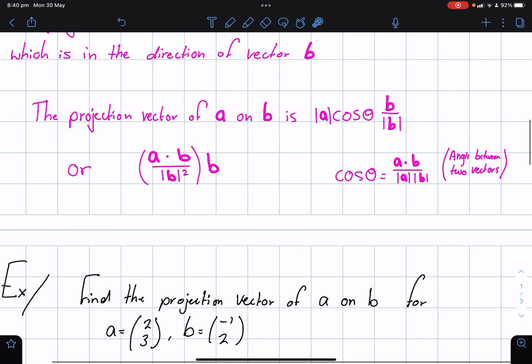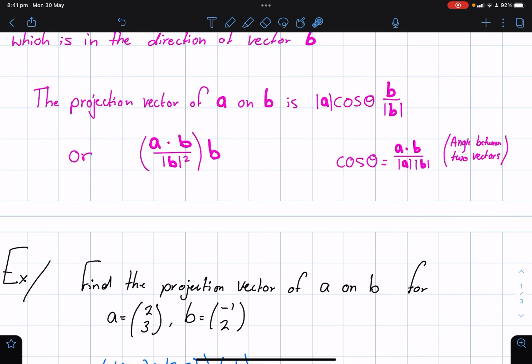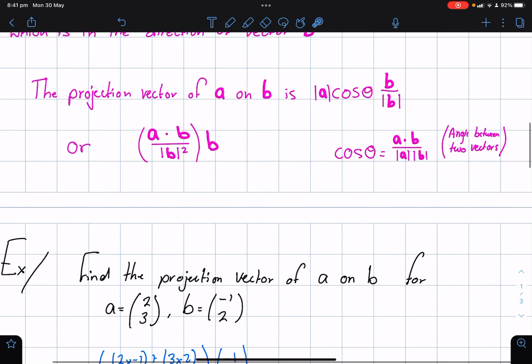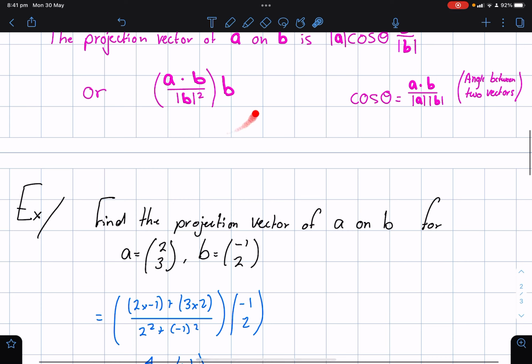As an example, we're going to find the projection of vector A on B for A equals 2, 3, and vector B equals -1, 2. Substituting into this formula, we've got A dot B, so the two horizontal components multiplied together, added to the vertical components multiplied together. Now, for the modulus of a vector squared, the square root and the square cancel out, and we're just left with the horizontal component squared added to the vertical component squared, and then we're multiplying by our vector B, -1 and 2. The dot product, or scalar product, gives us a scalar.